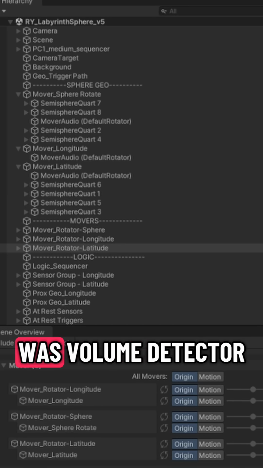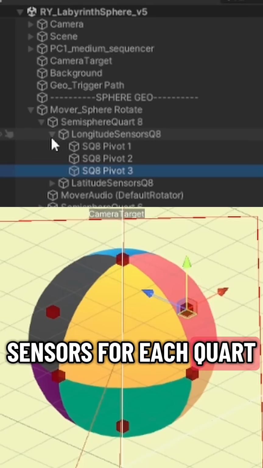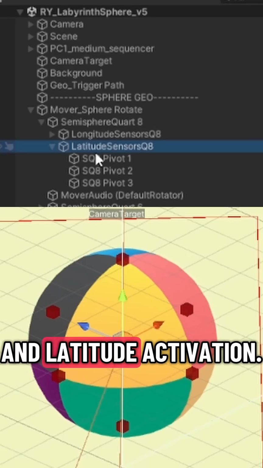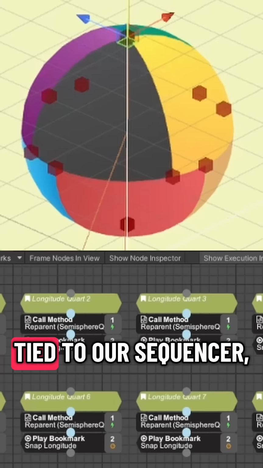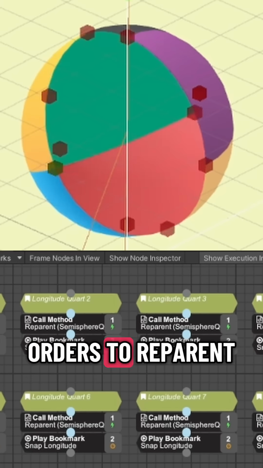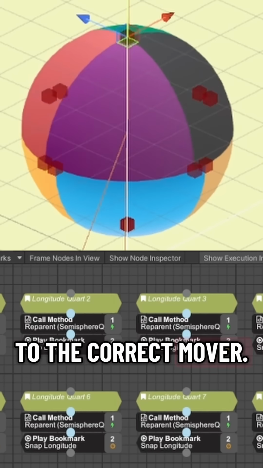What this required was volume detector sensors for each court that could be tied to longitude and latitude activation. These were tied to trigger objects, which were then tied to our sequencer, which gave the orders to reparent the correct courts to the correct mover.